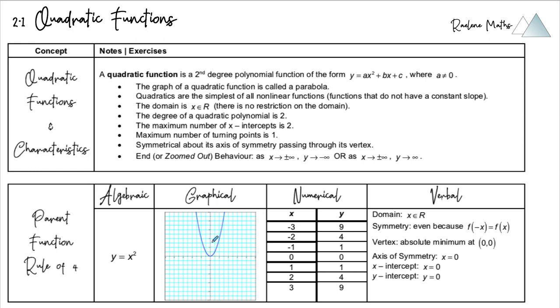We have an axis of symmetry for all parabolas that passes right through the vertex, and in the case of the parent function, the axis of symmetry is also the y-axis. So this actually tells us that the parent graph has even symmetry.